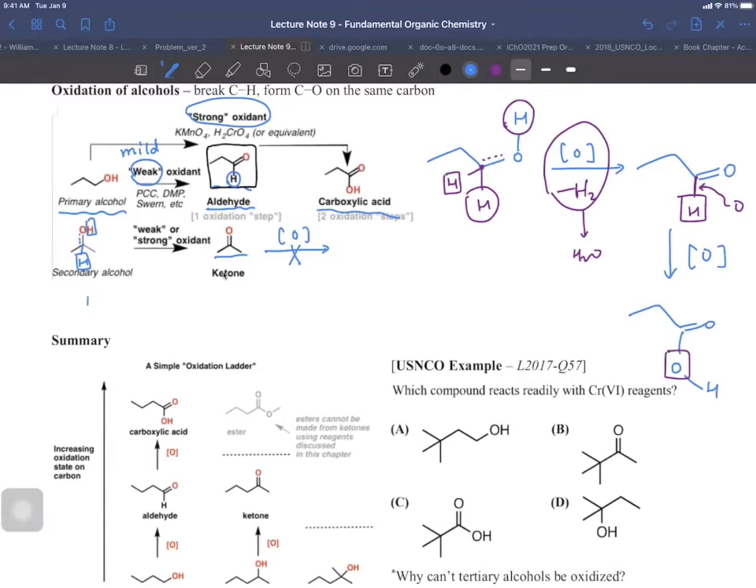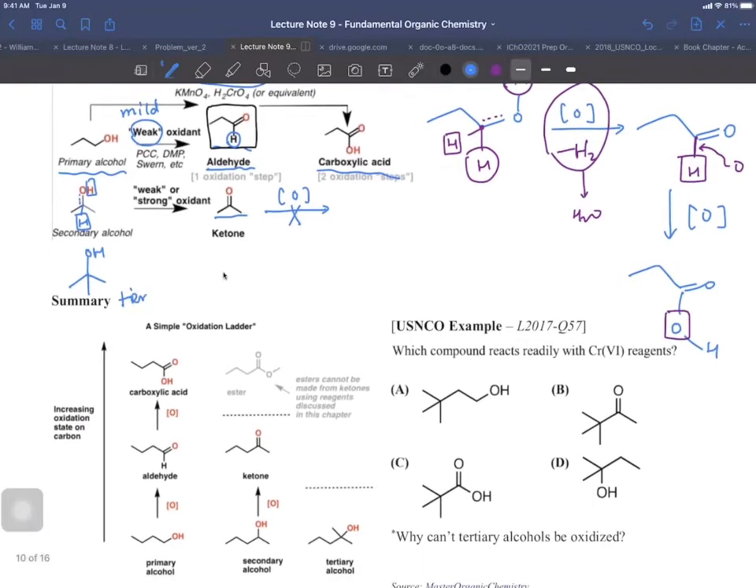We can further look at the oxidation of a tertiary alcohol. This is the tertiary. As you can see, there's no way for you to remove a hydrogen from here because there's no hydrogen here. So you cannot add a double bond here. Otherwise, this carbon will have 5 bonds. So this is why the tertiary alcohol cannot be easily oxidized like the primary and the secondary alcohol.